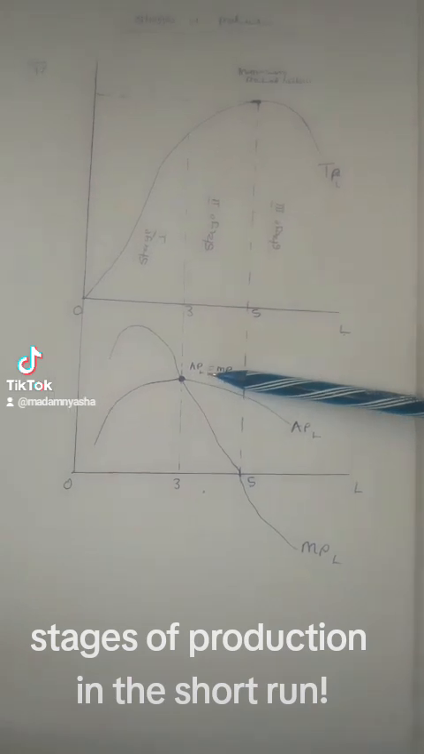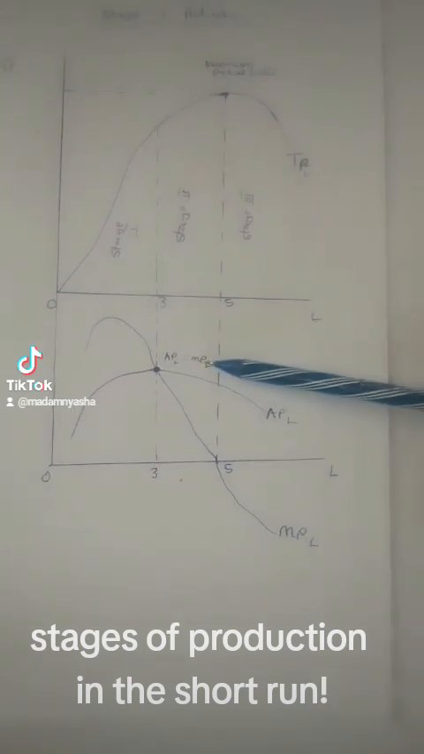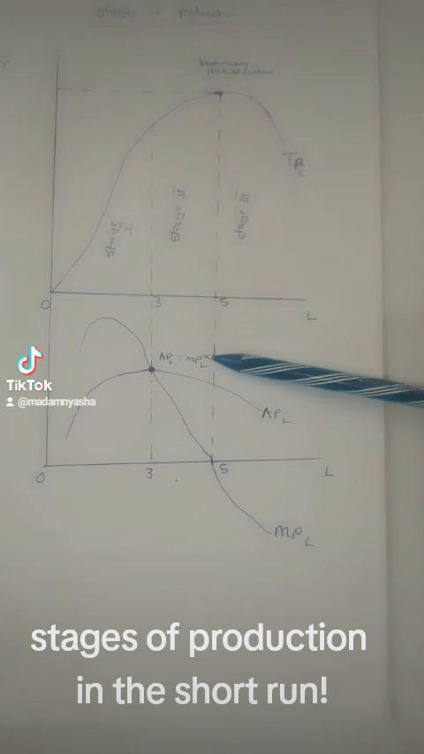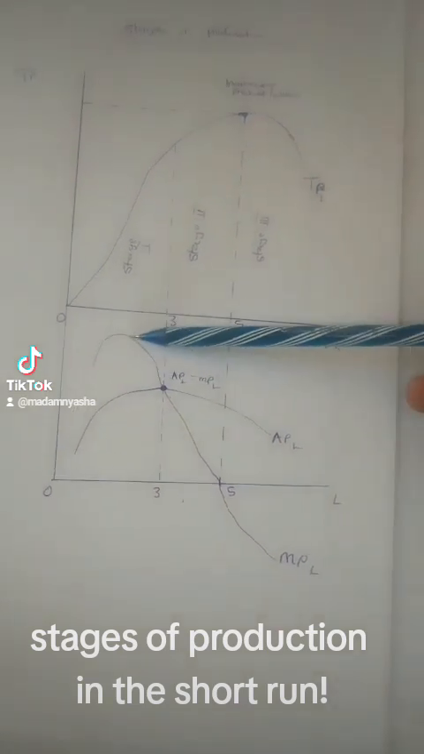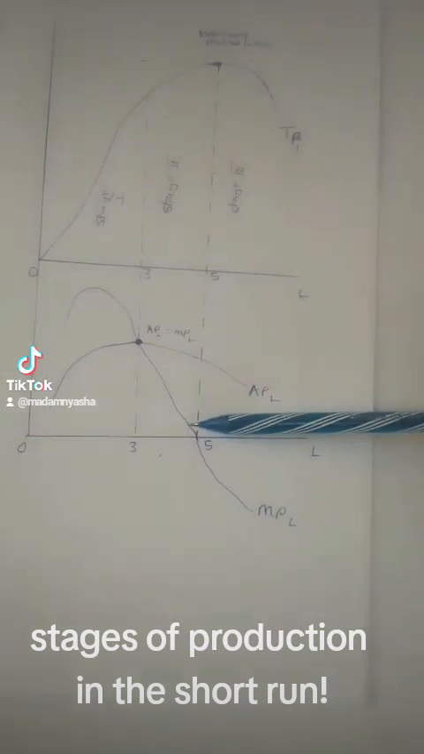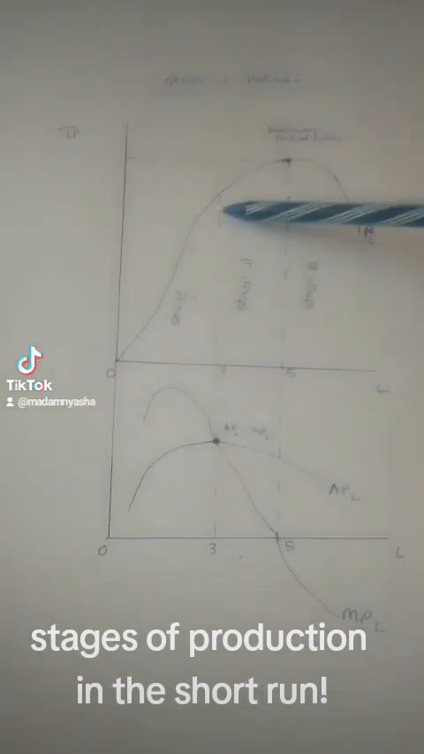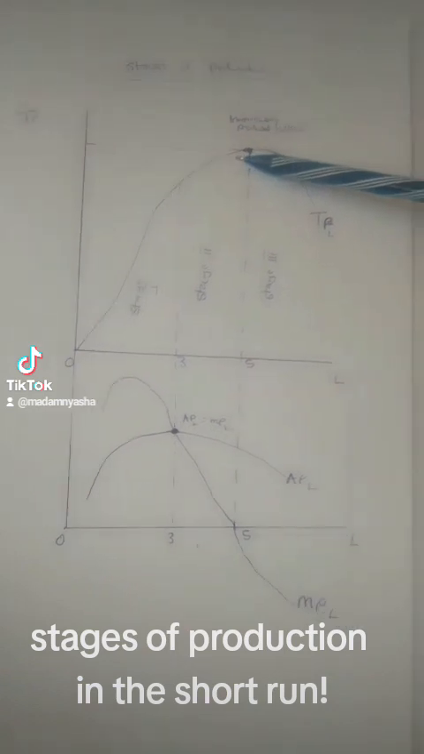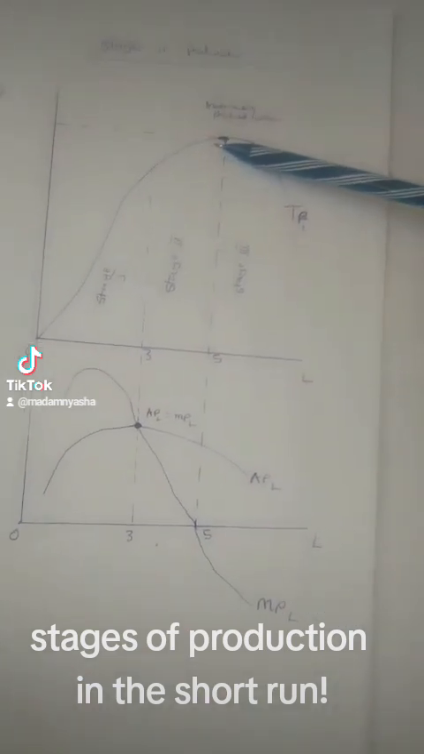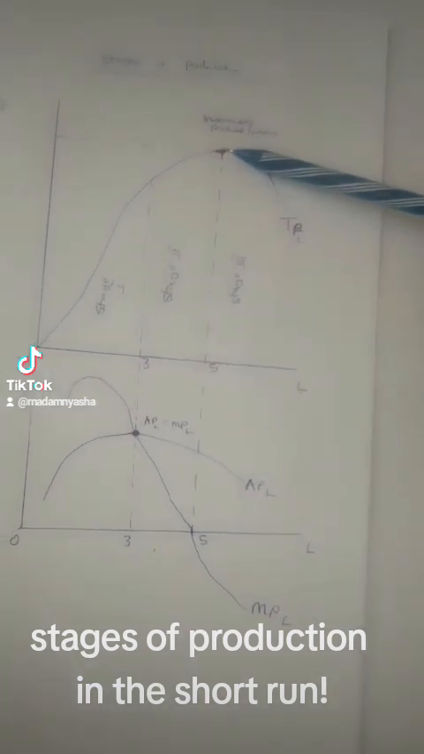What you need to understand is that when AP is at its maximum point, AP will be equal to MP and MP will cut AP from above. And as long as AP is falling, TP will be rising, at a decreasing rate, up until it gets to the maximum point.